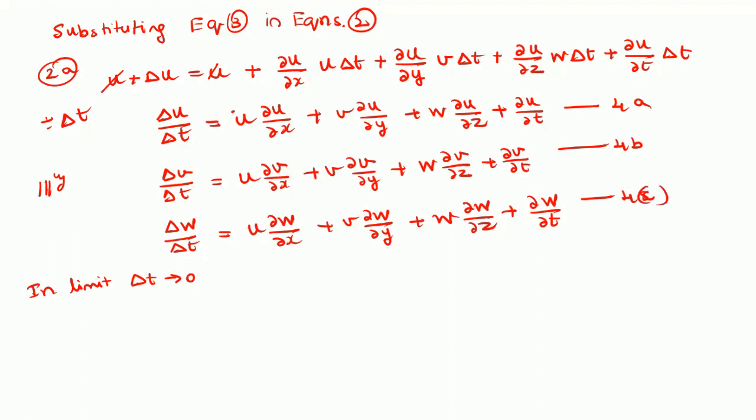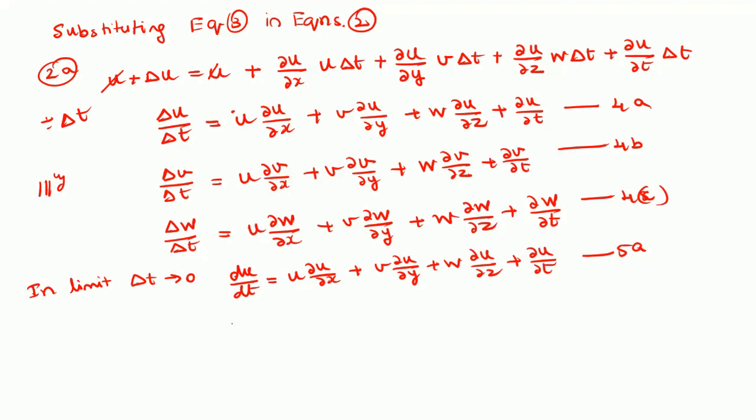So now in the limit delta t equal to 0, this will come as d. Because as delta t tends to 0, delta u by delta t is actually du by dt. So du by dt is equal to u into dou u by dou x plus v into dou u by dou y plus w into dou u by dou z plus dou u by dou t. Let me put this as 5a.